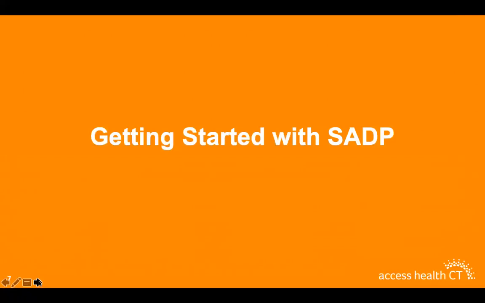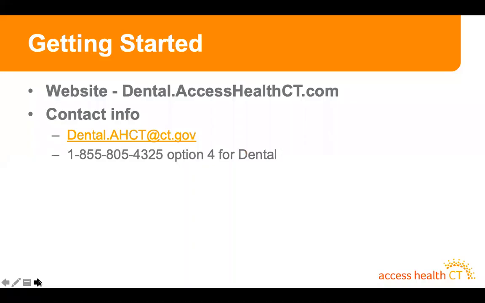I will just be taking a quick overview of our enrollment process for our standalone dental product. First, let's get started. Our contact information: our website is dental.accesshealthct.com. To contact anybody regarding dental, you can email dental.ahct@ct.gov or call our call center and select option 4 for dental.